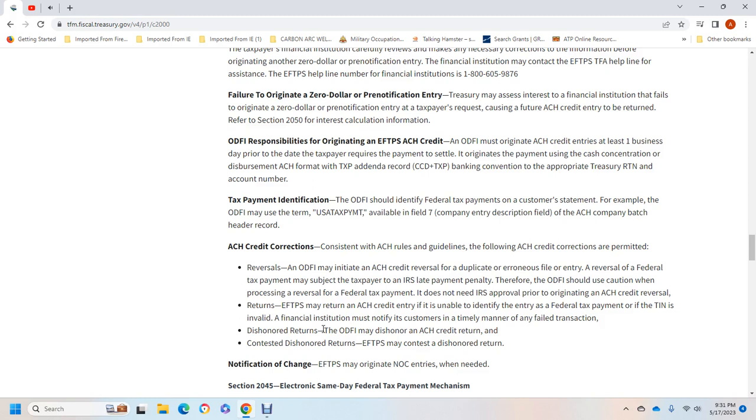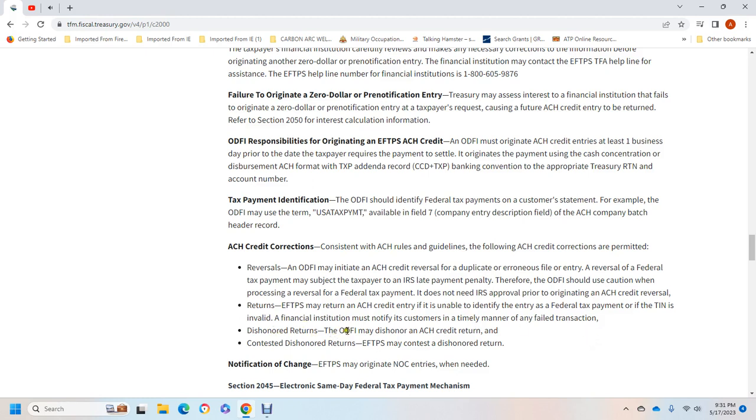Returns. The electronic federal tax-paying system returns an automatic clearinghouse credit entry that it is unable to identify with the entry of the federal tax payment, or when the tax identification number is invalid. The financial institution must notify the customer in a timely manner to validate the transaction.